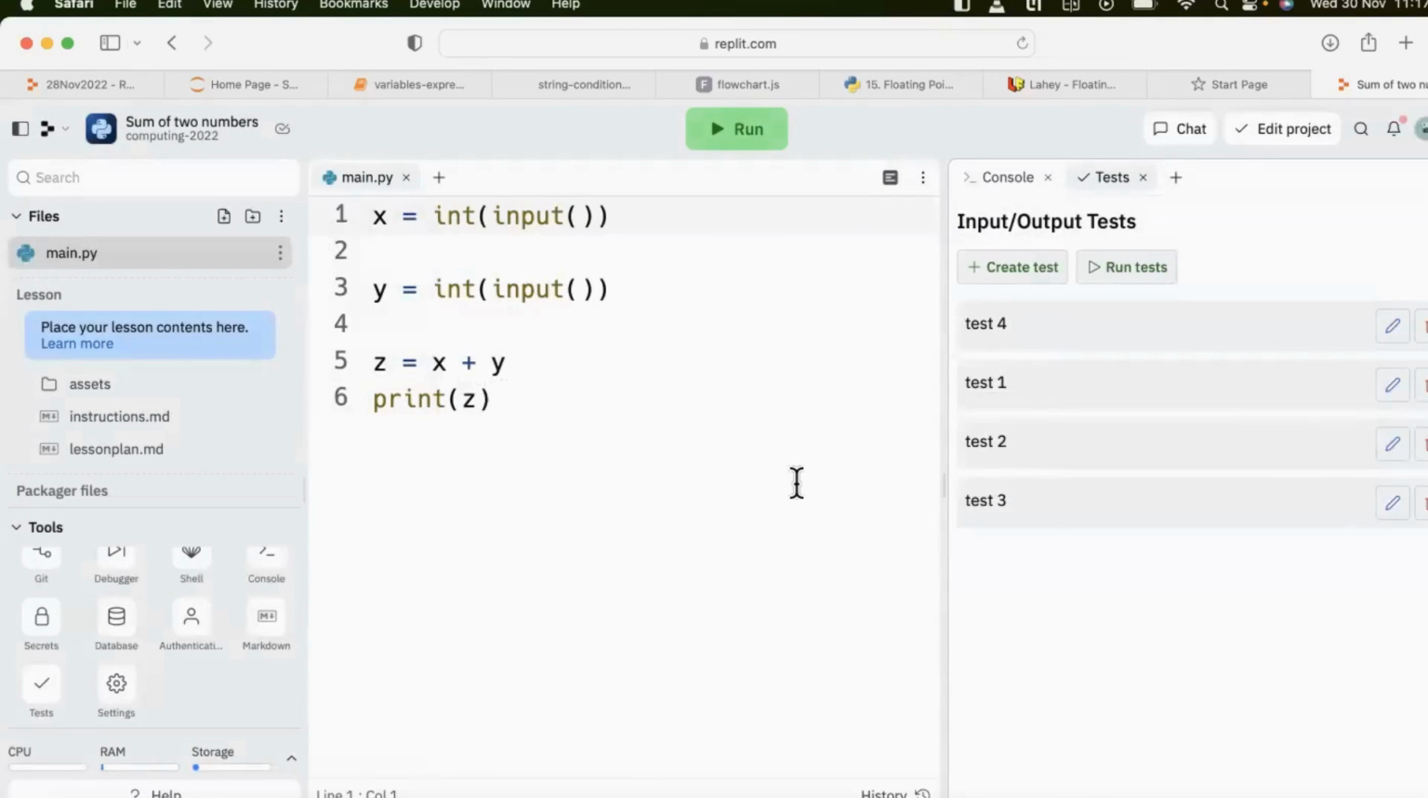So this brings me to the question again. Why have I not given you floating point numbers in this question?